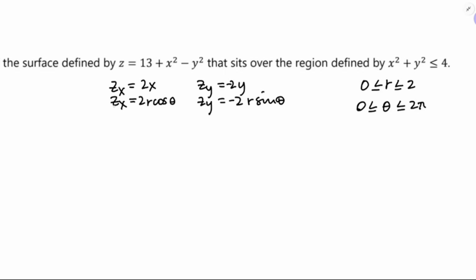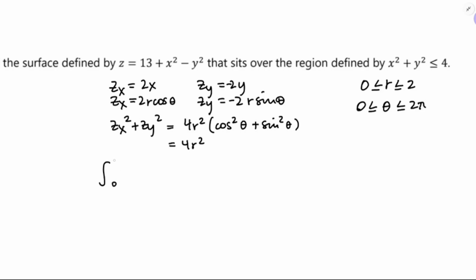All right, so zx squared plus zy squared is going to be equal to, if I square these, I'm going to have a 4r squared on each of them, and then something left over that's equivalent to 1. So it's going to be 4r squared. I mean, even the same integrand. So the integral from 0 to 2 pi, integral from 0 to 2, square root of 1 plus 4r squared, r dr d theta. Okay.